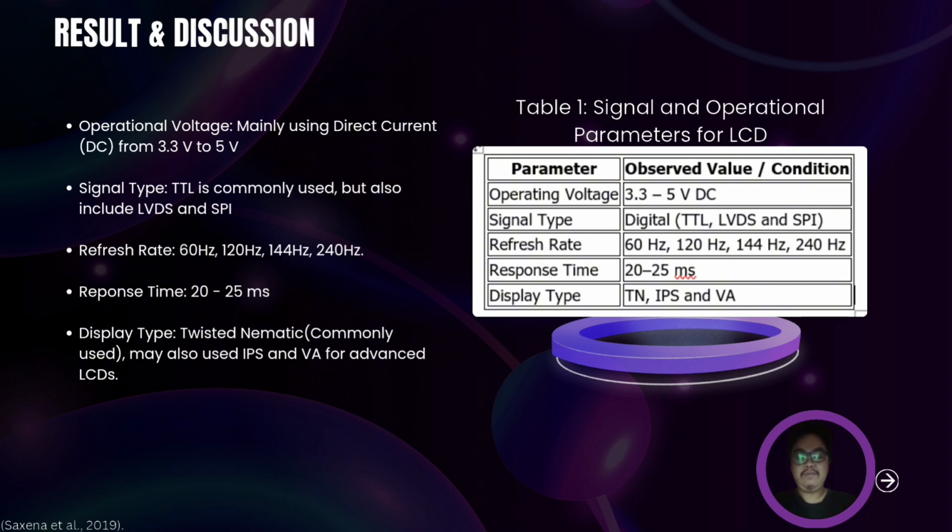The next one is the refresh rate, which is usually set from 60 Hz all the way to 240 Hz, and the response time is usually between 20 to 25 milliseconds. And lastly, the display type that we usually use is twisted nematic, but we may also use IPS and VA for advanced LCDs.